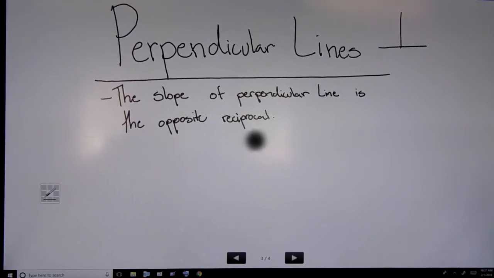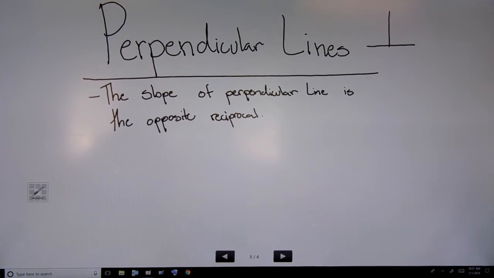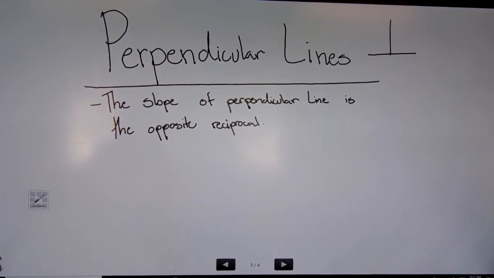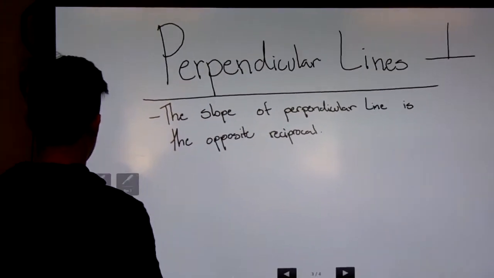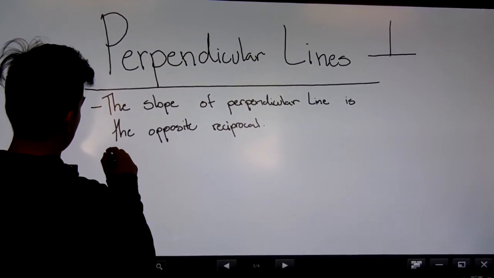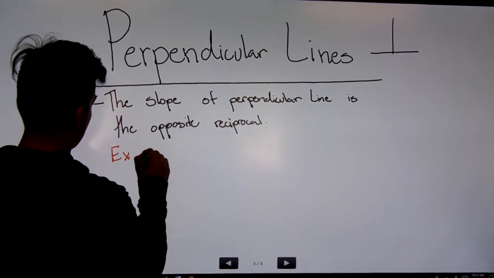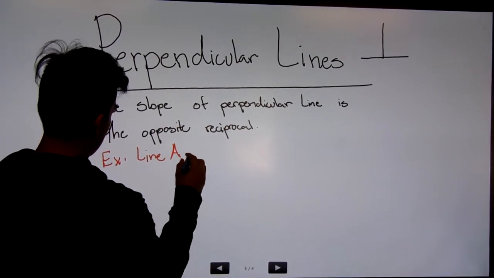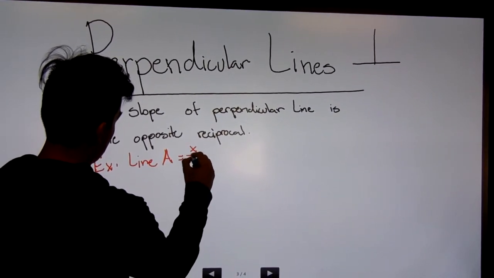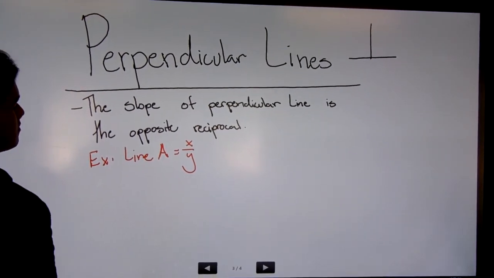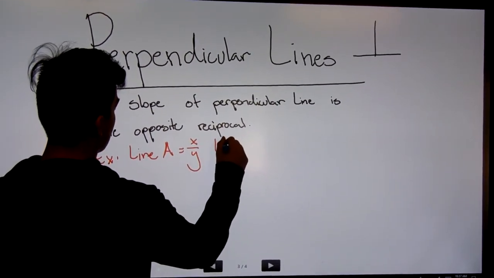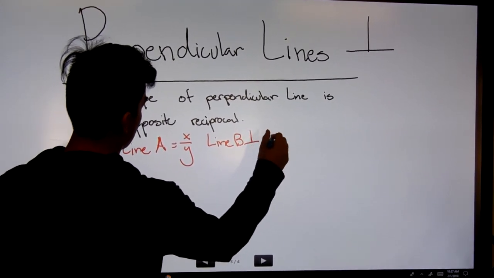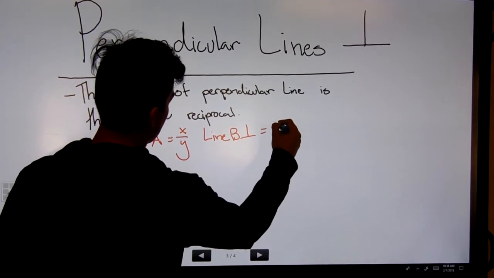Okay, so our segment is perpendicular lines. The definition for that is the slope of a perpendicular line is the opposite reciprocal. So what that means is if you have a line, let's say line A, and its slope is x over y, then line B, which is perpendicular to line A, its slope will be negative y over x.